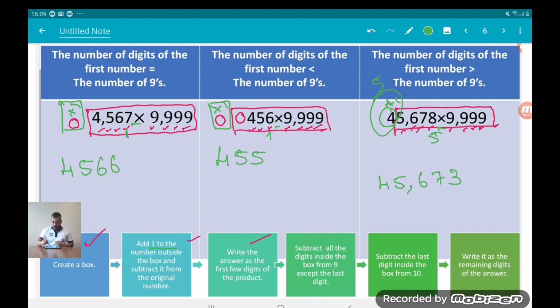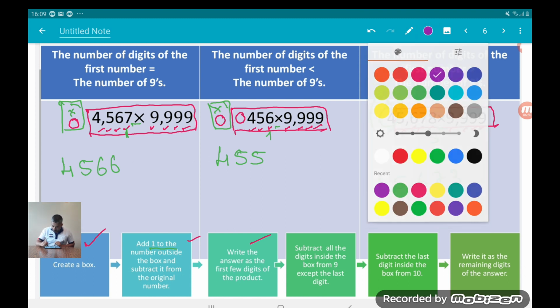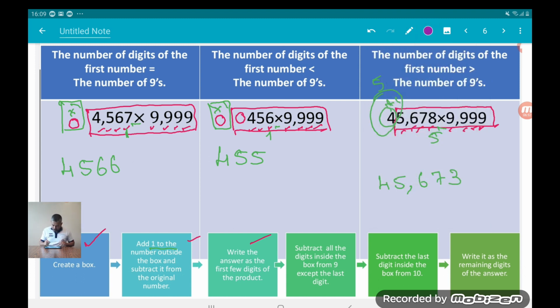Now let us look at the next rule. What is the next one we have to do? Subtract all digits inside the box from 9 except the last digit. Let us look at the next one. Subtract the last digit inside the box from 10. And the last one, write it as the remaining digits of the answer.